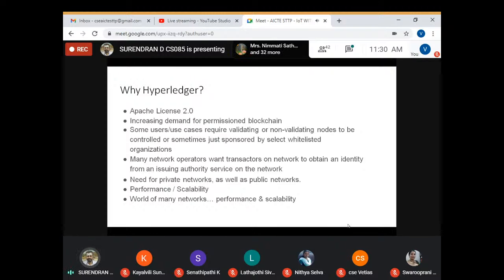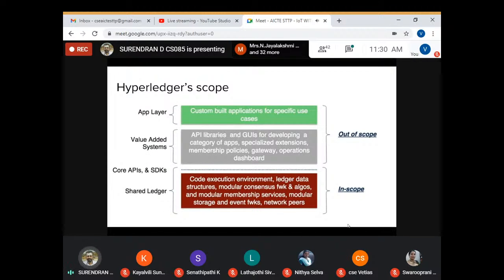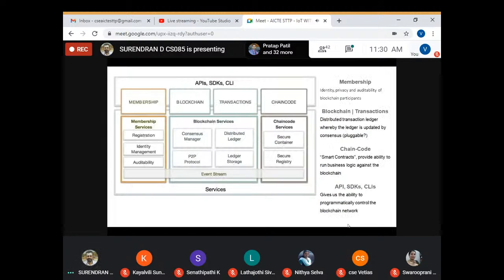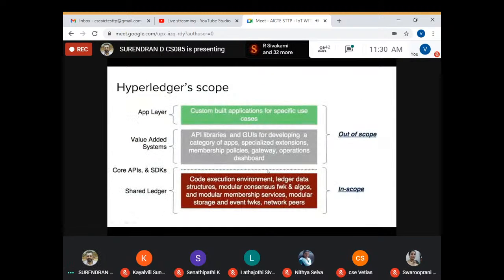Now this is the idea. You have a shared ledger, the code execution environment, ledger data structures, modular consensus algorithms, modular membership services, etc. Now this is what has been abstracted. This is what has been provided by your AWS as a service. Now you need to have API libraries and GUIs for developing a category of app, specialized extensions, membership policies, gateway, operation dashboard. So it depends. And finally, your applications on top of your APIs, right?